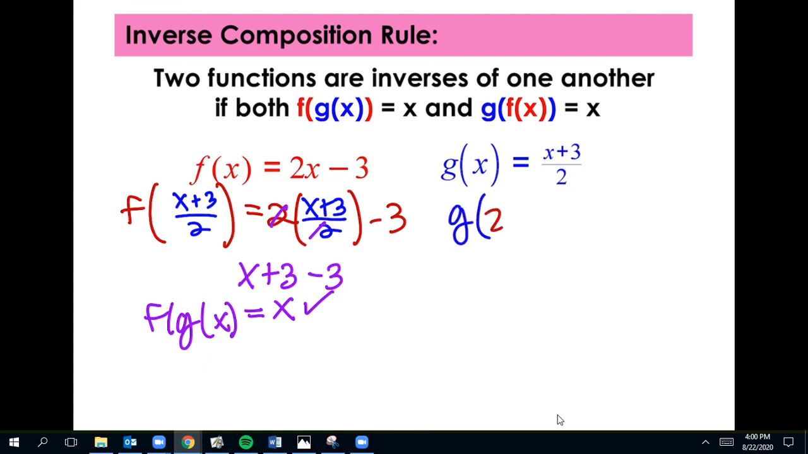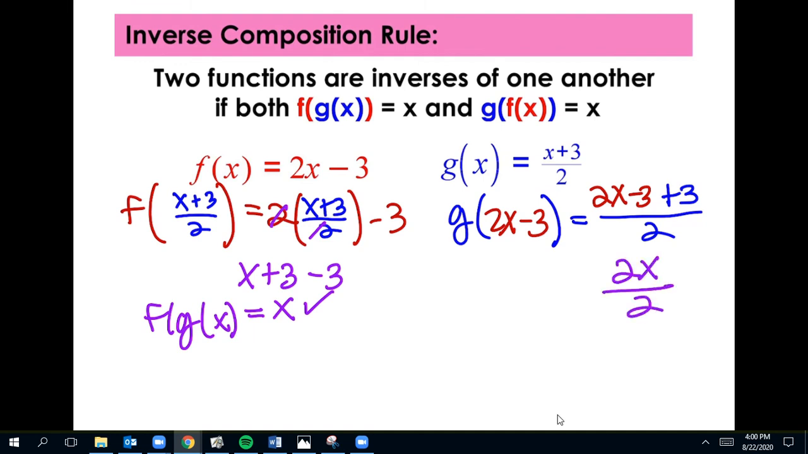So now we're going to do g of 2x minus 3 really quick. And so let's see. We're going to put 2x minus 3 in for x plus 3 all over 2. And if I simplify that, I get 2x over 2. The 2's cancel, and so g of f of x equals x also. When that happens, then we say they are inverses of each other.